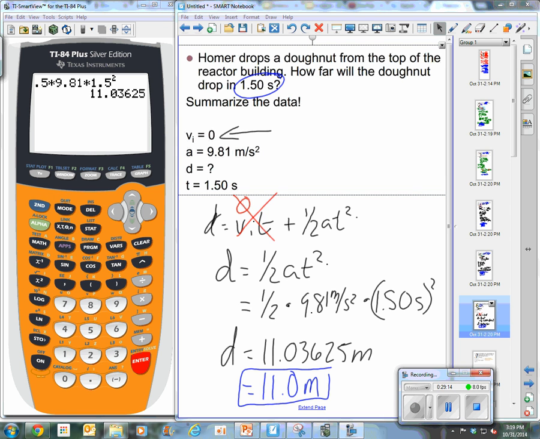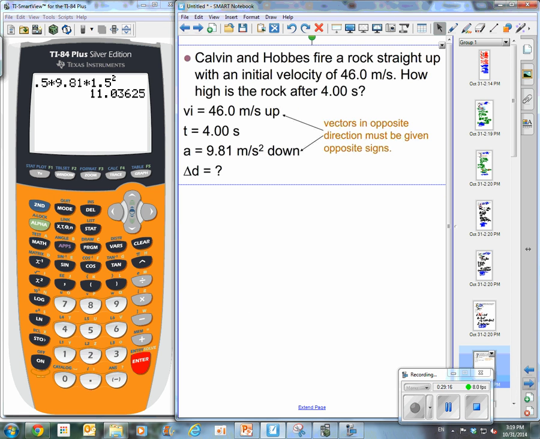Okay, so let's move on here to another problem. Calvin and Hobbes fire a rock straight up with an initial velocity. Okay, so in this one here, I'm really going to want a picture. So he is throwing a rock up into the air, straight up with an initial velocity of 46 meters per second. How high is the rock after 4 seconds?